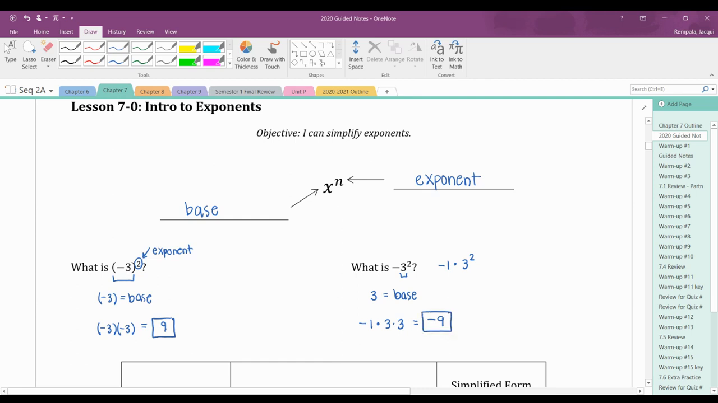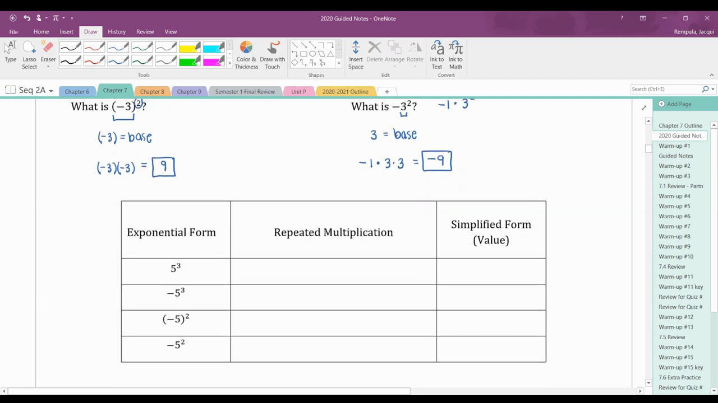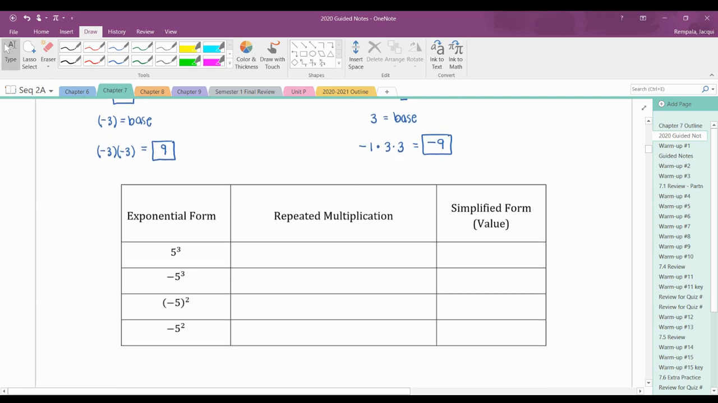So as you can see, when we have parentheses, the negative is included. When we don't have parentheses, the negative is kept off to the side. And notice how I have two different answers here, and that's because the problems are different. So it's going to be very important that we understand when to keep the negative in my process of multiplying that base and when not to. So that's going to bring us to this, okay?